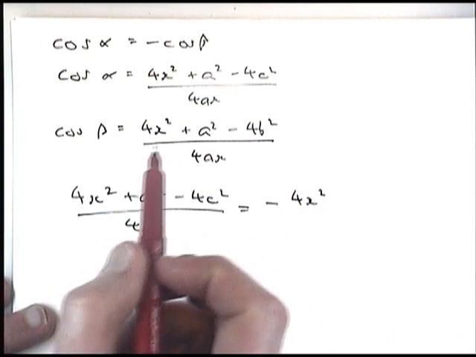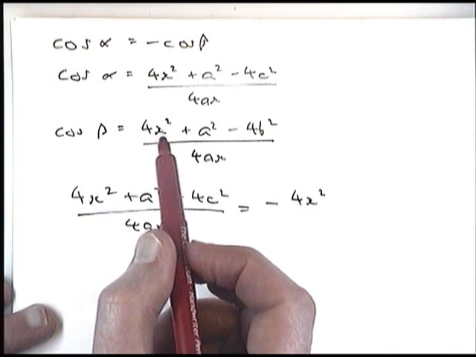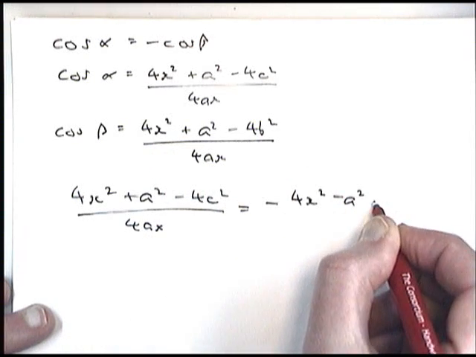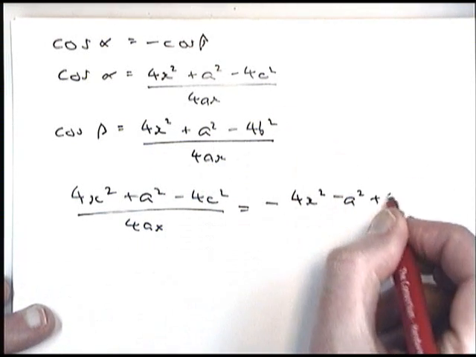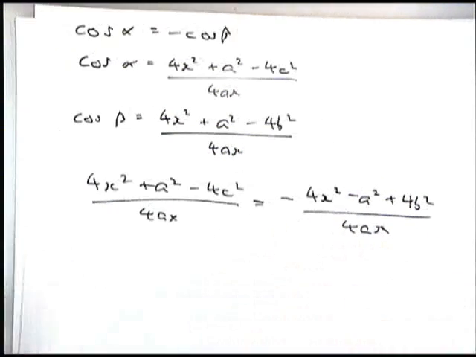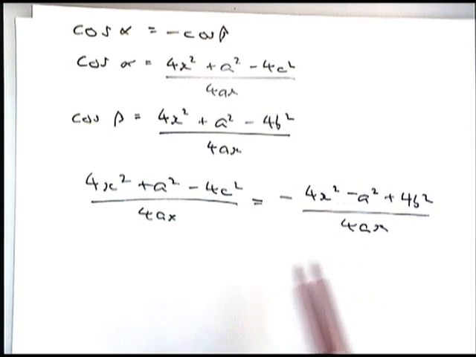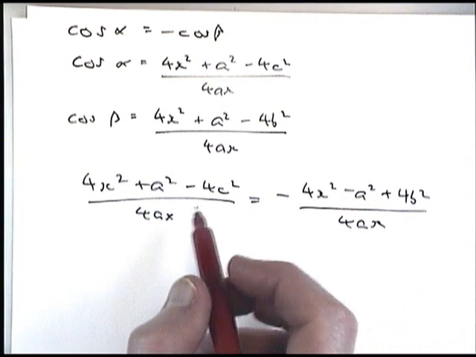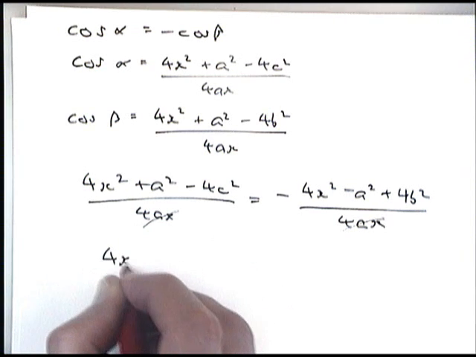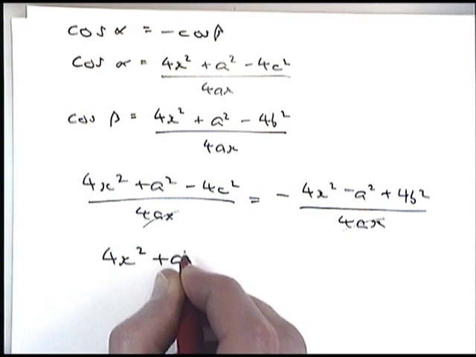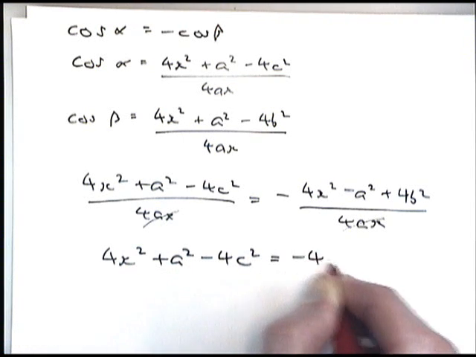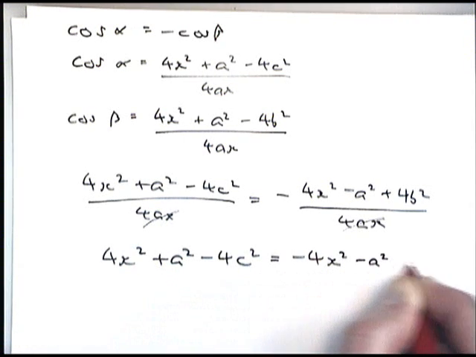And what we're going to do here, because it's minus cos beta, I'm going to change the signs of each of these things as I go, because each of them has a minus sign in front of the whole thing. So I've got that first of all. Now because they're both over 4ax, I can ignore those and I've just got the tops are the same. The numerator, so I've got 4x squared plus a squared minus 4c squared is minus 4x squared minus a squared plus 4b squared.